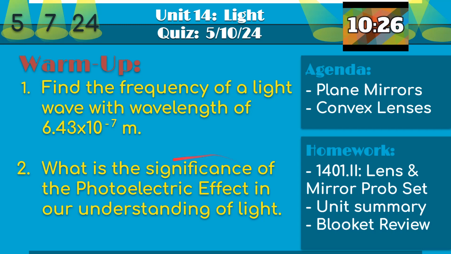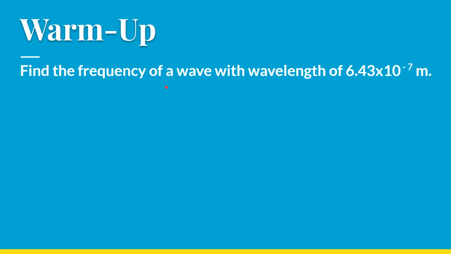Okay, number one is a calculation, so let me go ahead and work it out. The information that's given to us is a wavelength of 6.43 times 10 to the negative 7th meters. And although it's not in the question, we know the speed of light. It's a constant, 3 times 10 to the 8th meters per second. It really should say a light wave because it doesn't actually specify, but I'm going to tell you that this is an electromagnetic wave of some kind.